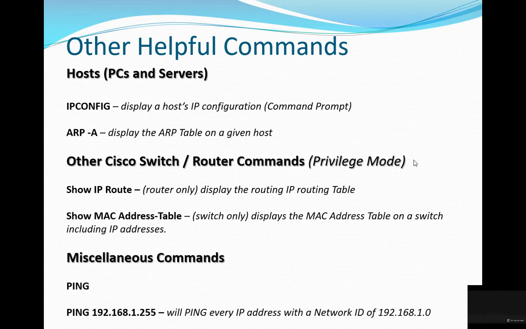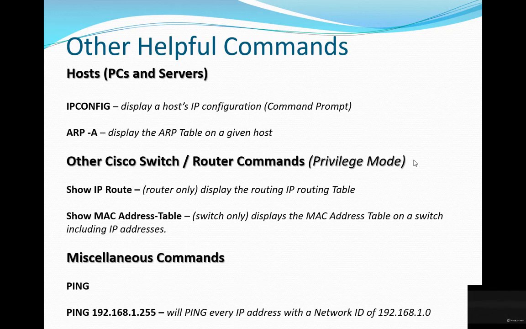Our next set of helpful commands when working with CDP would include those that we run on hosts such as PCs and servers. The first of which is simply ipconfig. You've all used ipconfig in the past, and it's used at the command prompt, and it displays all sorts of information that has been gathered with regard to the IP configuration on that host device. arp -a is also a good command for displaying the ARP table, which shows you both MAC addresses as well as IP addresses.